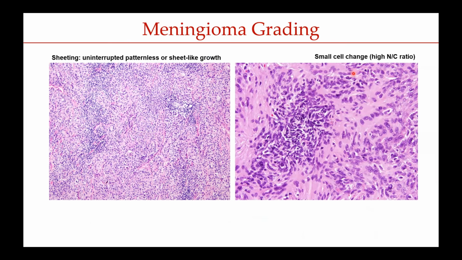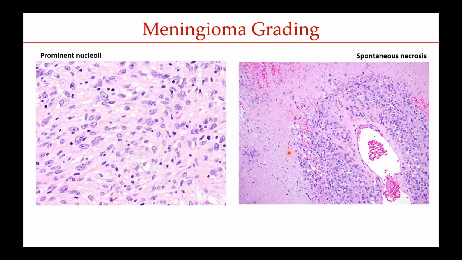Another feature is high nuclear to cytoplasmic ratio, or small cell change. The pink cytoplasm here is lost, and you see a piling up of these small blue cells. So it can be a little complicated when this is only very focal, but generally when one sees a fair amount of this pattern, that is a feature that leads to an atypical grading. Here is an example of prominent nucleoli.